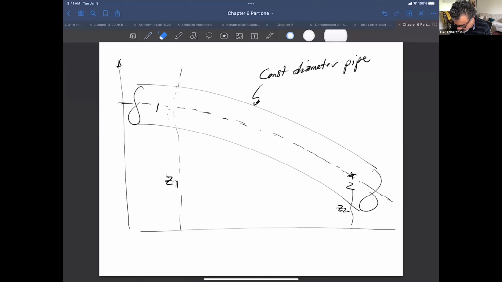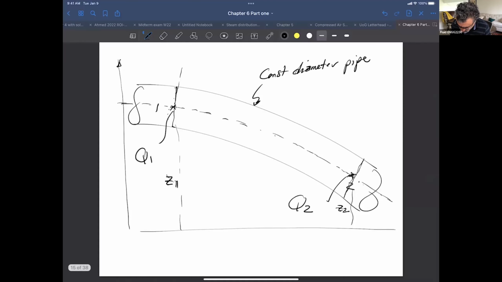Constant diameter pipe. What is the Q at 1 and the Q at 2? Q, of course, is basically the cross section times velocity. Flow rate at 1 and flow rate at 2. It means at section 1 and at section 2.